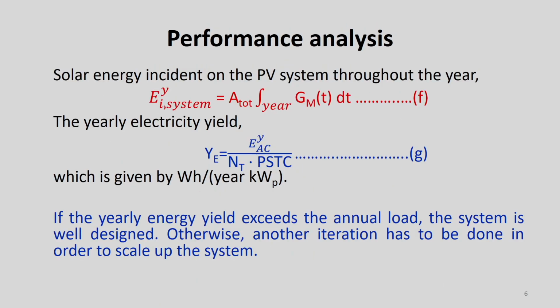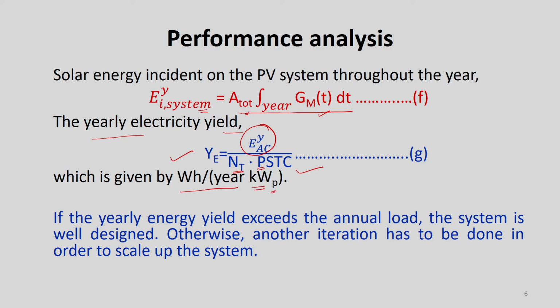So, this energy yield of the system can be expressed something like this. Yearly average we need to find out, and A total is the multiplication. Then the yearly electricity yield we can calculate if we know this term, and if we know this P STC and the total number of modules, then from that we can calculate what is the yearly electricity yield, right. And this expression we will get in terms of watt hour per kilowatt peak.